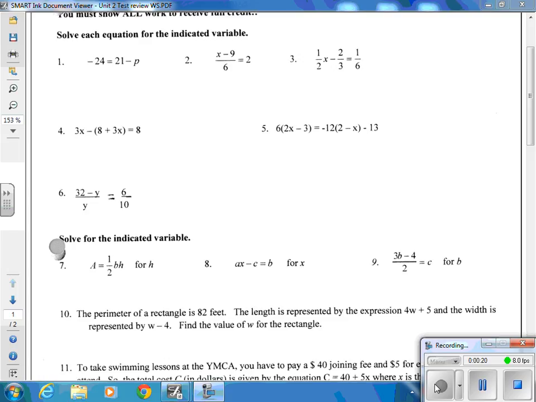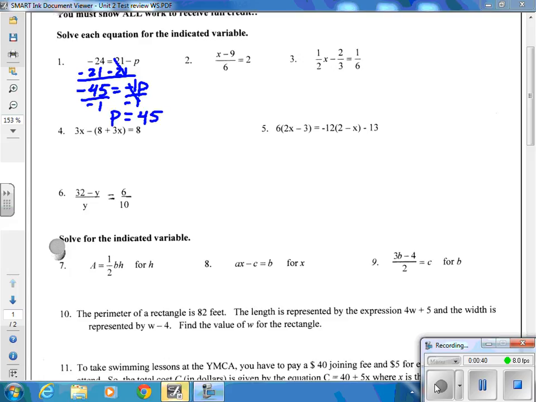For number 1, you need to subtract 21 from both sides. That leaves you with negative 45 equals negative p. Remember, you cannot have a negative variable, so there's still one step left, and there's a negative 1 there. So we need to divide by negative 1 to make that negative sign go away. So your final answer should be p equals positive 45.